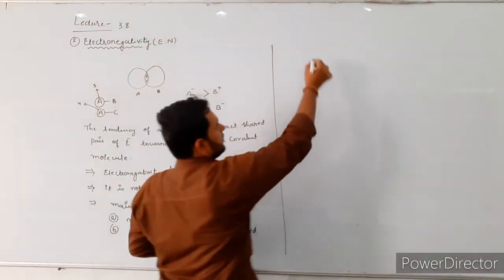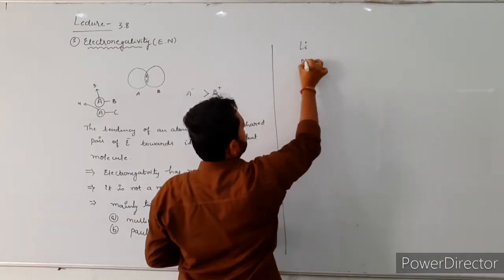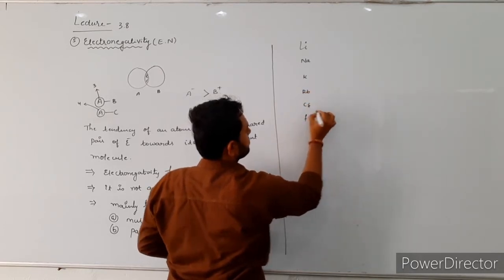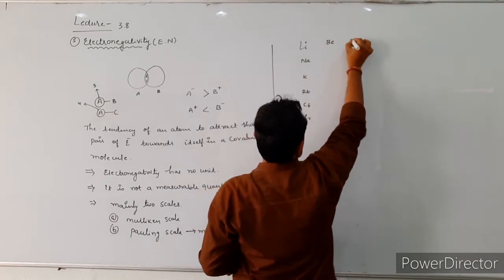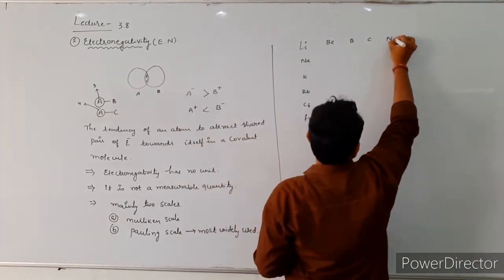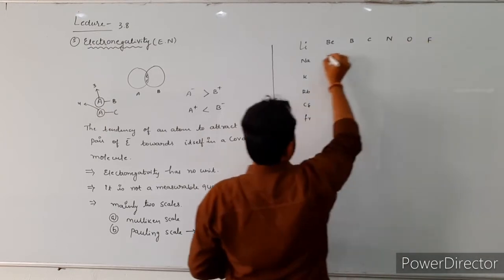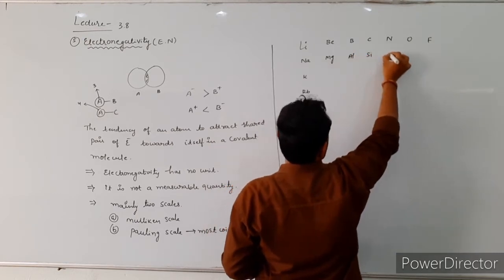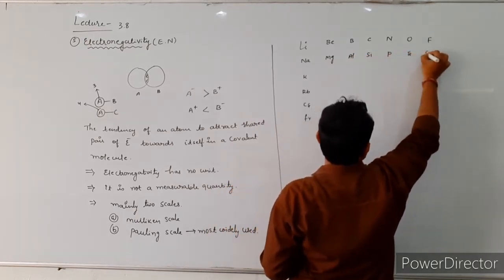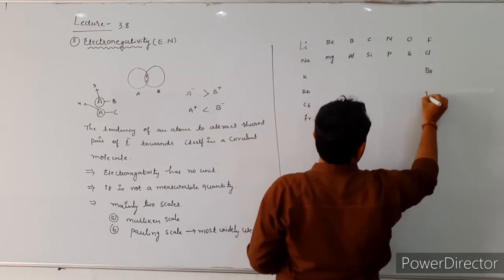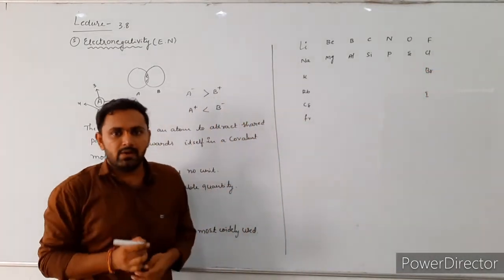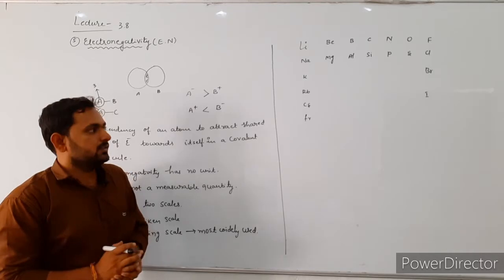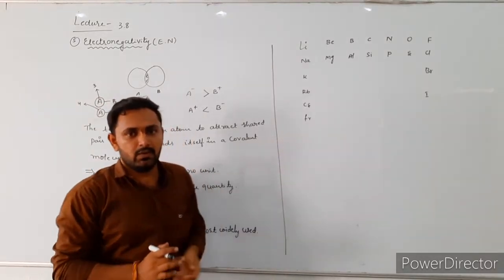Now let us discuss lithium, sodium, potassium, rubidium, cesium, francium. Next, beryllium, boron, carbon, nitrogen, oxygen, fluorine. Next, sodium, magnesium. Next, boron, aluminium, carbon, silicon, nitrogen, phosphorus, oxygen, sulfur, fluorine, chlorine, bromine, iodine. For these elements, they have given approximate electronegativities. They are not exact values, just approximate electronegativities.